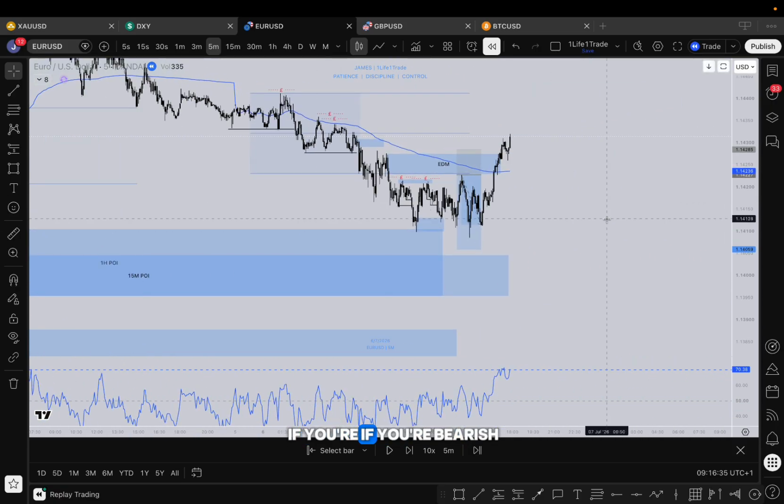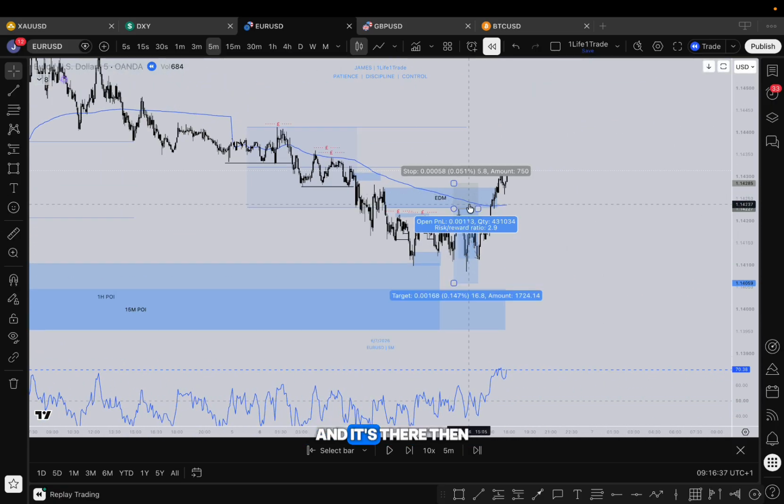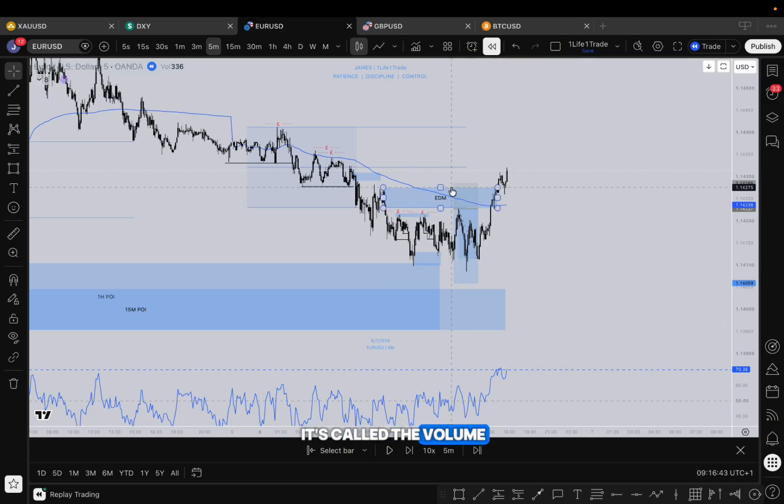If you're bearish and it's there, then you can continue going down. If it's above it, it's going to continue going up. So it's a handy little tool to have there. It's called the volume weighted average price. So it's handy to have.